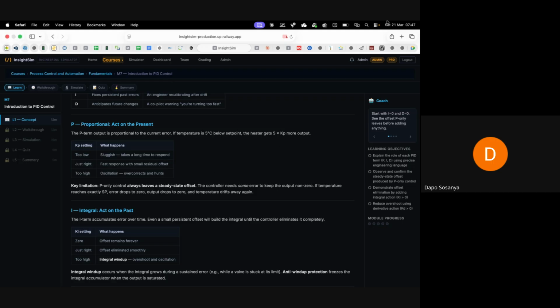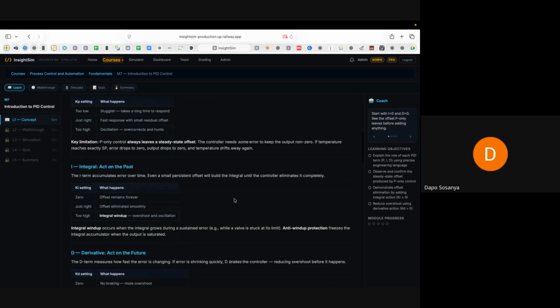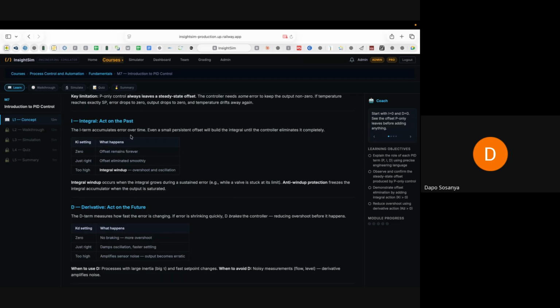Okay, let's move a bit faster. The integral term, the I term, accumulates error over time. Even a small persistent offset will build the integral until the controller eliminates it completely. So when your I term is 0, offset remains forever. When it is just right, you eliminate it smoothly. When it is too high, you have what we call integral windup. So the windup is the overshoot and oscillation.